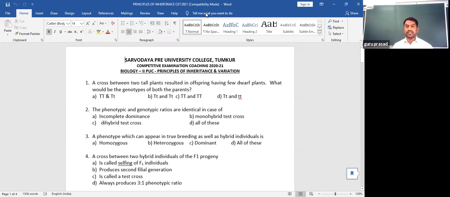resulted in offspring having a few dwarf plants. What would be the genotype of both the parents? First, analyze the question. It is based on the monohybrid cross done by Mendel. There is a cross where two tall plants resulted in offspring having a few dwarf plants. In the sense, we have selected both parents as tall.